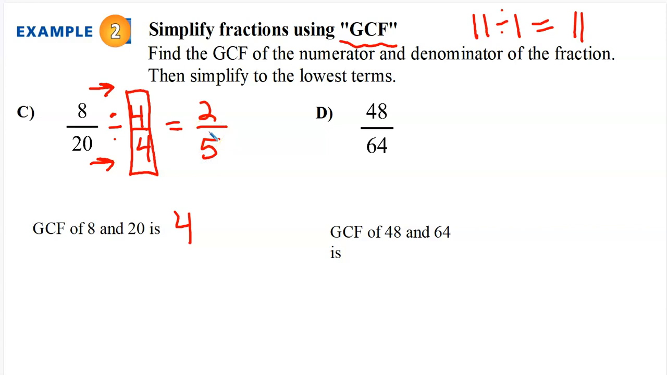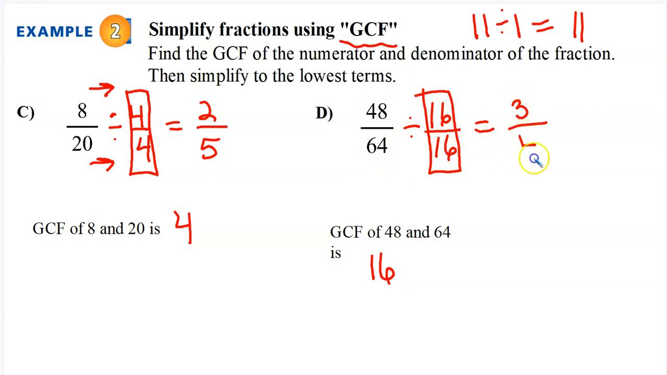Let's look at another one. If you walk into somebody's house with 48/64 of a pizza, they might not know what you mean. But if we look and see the greatest common factor is 16, I'm going to divide by a giant 1. That really is 16 over 16. I can use a multiplication chart. 48 divided by 16 is 3, and 64 divided by 16 is 4. So you really have 3/4 of a pizza.